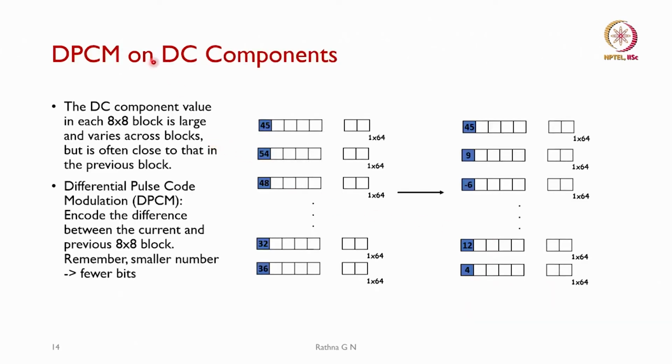The next step is that we do differential pulse code modulation on the DC components. The DC component value in each 8 by 8 block is large, as we know. So, the first one will have the maximum value, and then we use DPCM to represent this, that is the 1 by 64 vector. This is how you convert it into smaller values, because otherwise we would need more bits to represent this value.